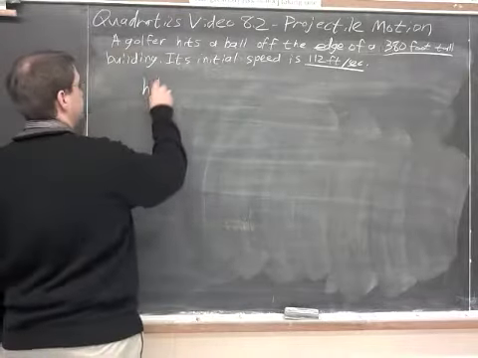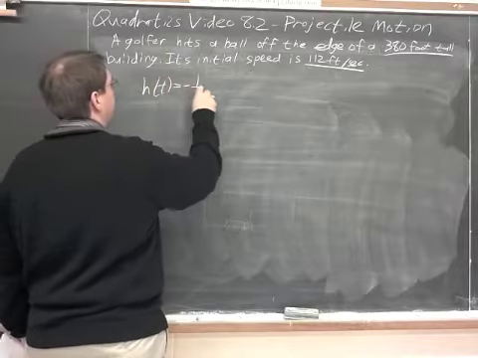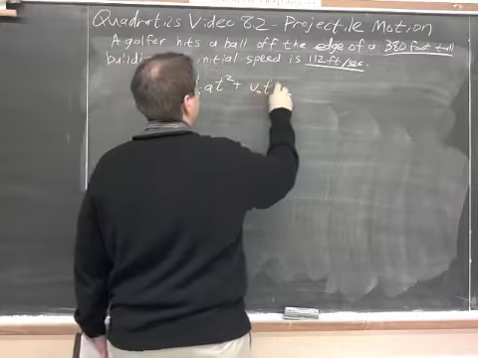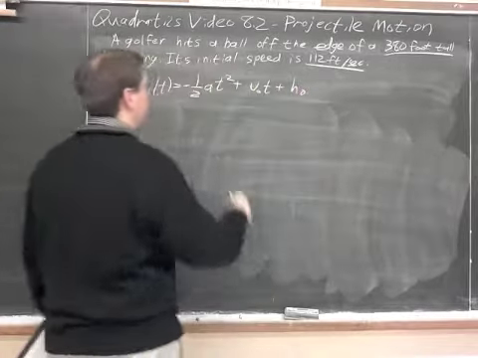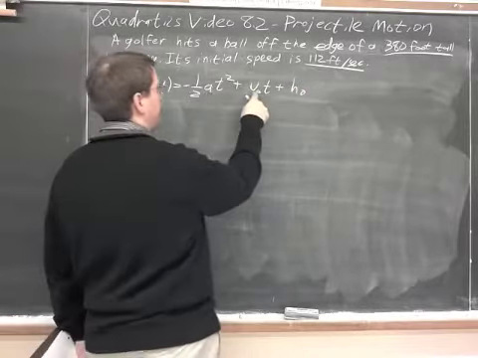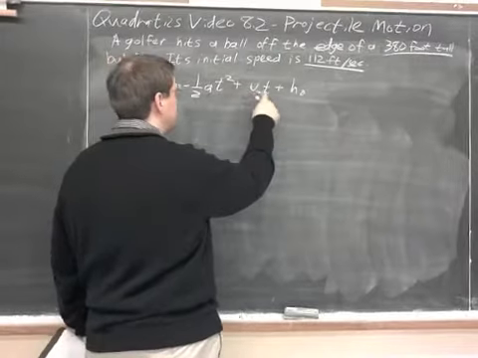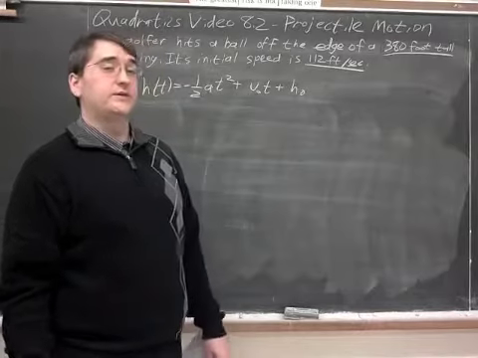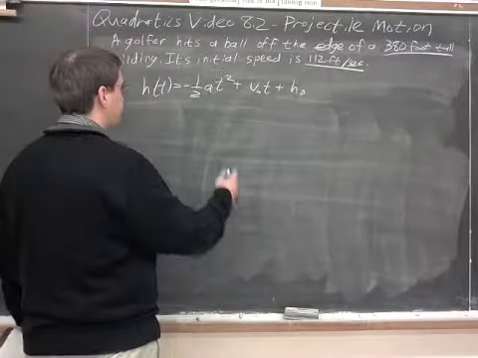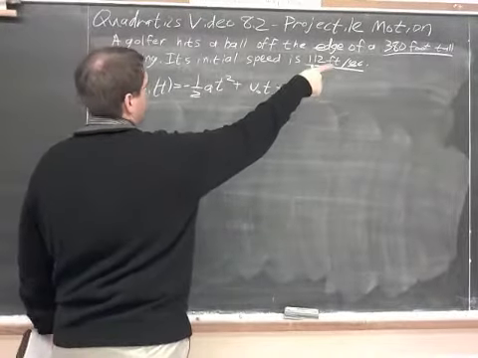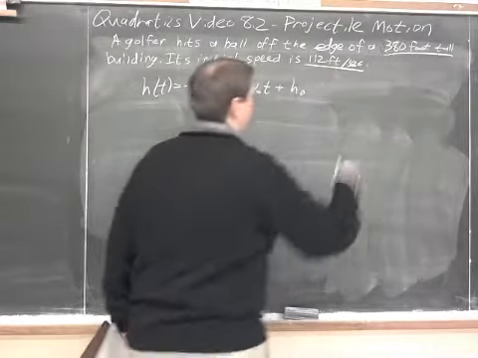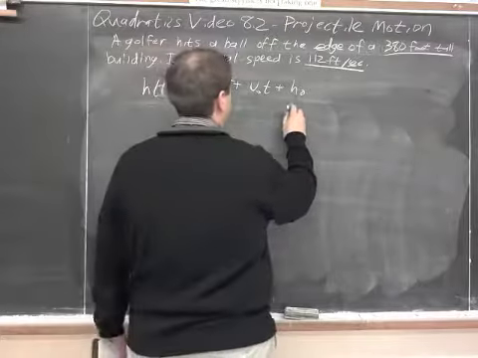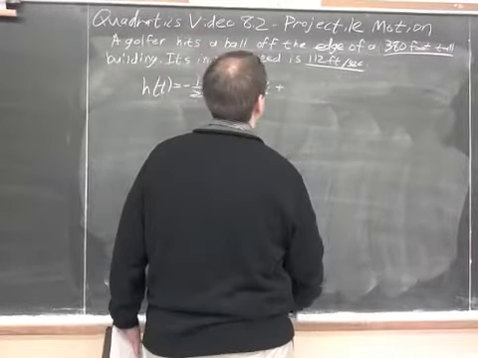Remember, our functions are always of the form -1/2 at squared plus v naught t plus h naught, where a is the acceleration due to gravity, v naught is the initial speed, and h naught is the initial height, the starting height. The starting height, 380. We're on the edge of a 380-foot tall building, so that's the initial height. So that's going to be 380. I'll erase that and put it in.